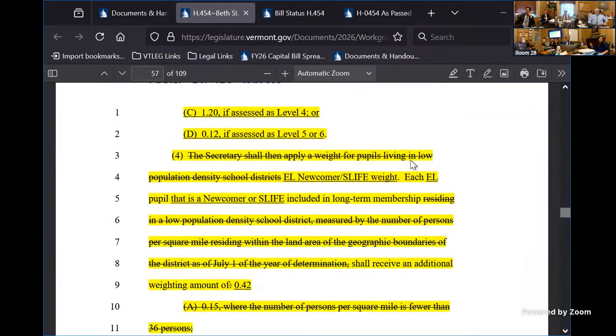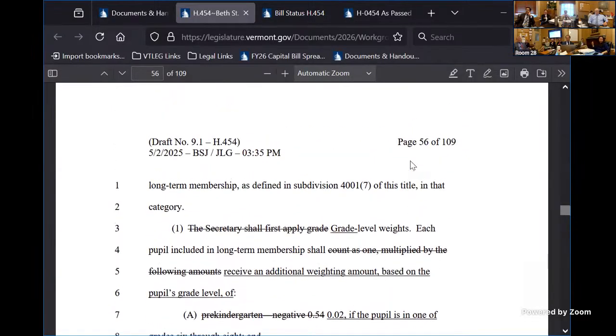I move we vote version 9.1 out favorably today. Discussion. Does there need to be a second? No, I don't think so. Just a motion, then roll call.